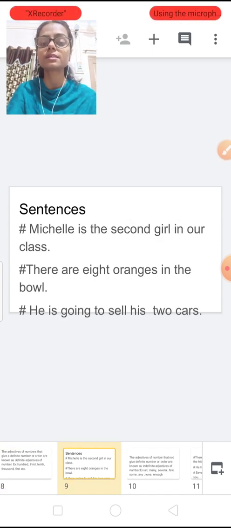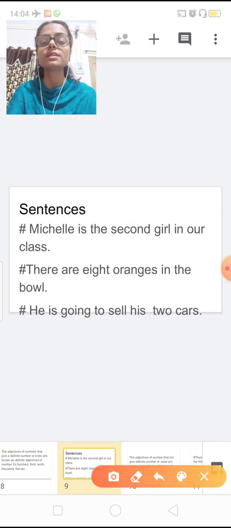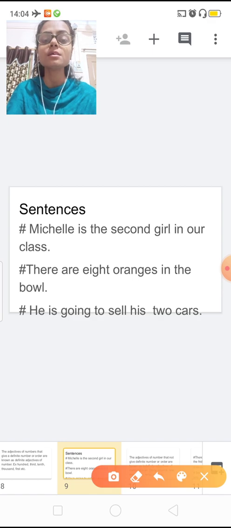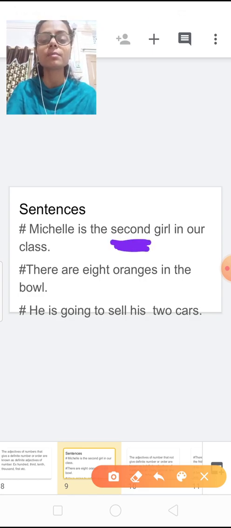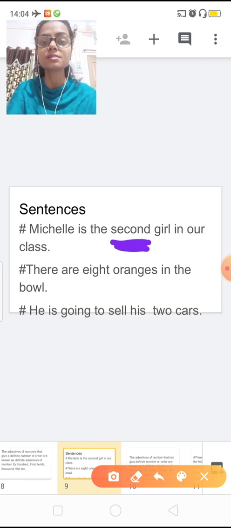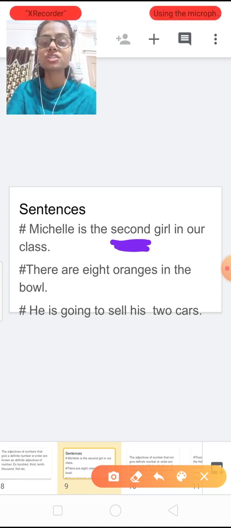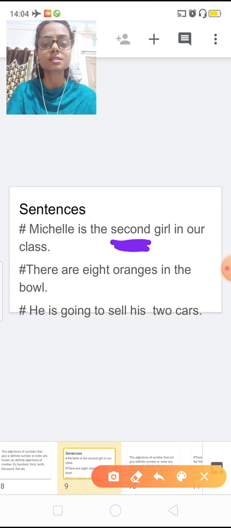Here are the sentences. The first sentence is, Michelle is the second girl in our class. Now here the number is second. So what is the adjective of number here? Second, and it is definite.